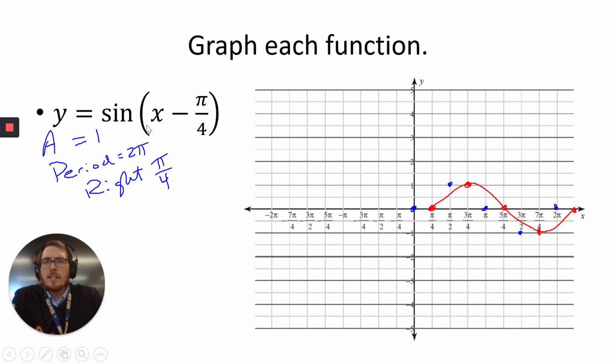So for this question, it's sine of x minus pi over 4. The amplitude is 1, the period is 2 pi, so those pieces are identical. And then this minus pi over 4 would move everything to the right pi over 4. That corresponds to D being pi over 4.